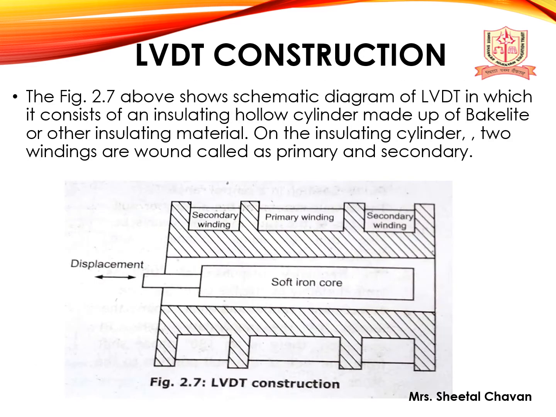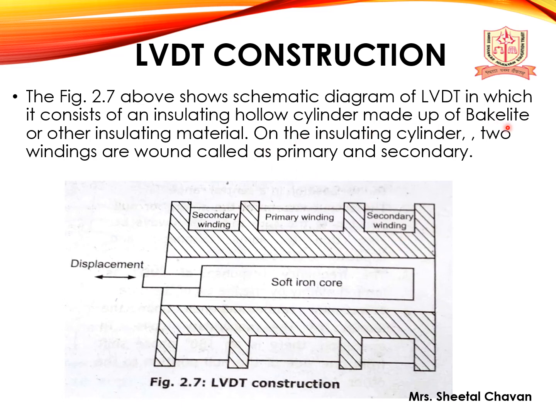So let's see the construction of LVDT. The figure shows the diagram of an LVDT. It consists of an insulating hollow cylinder made up of bakelite or other insulating materials. So this is the cylinder made of bakelite material, which is the insulating material.